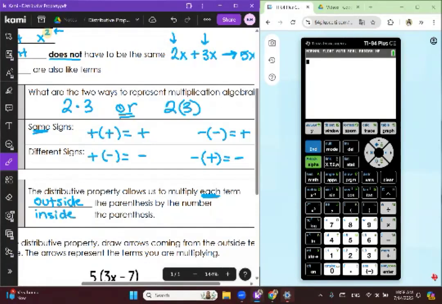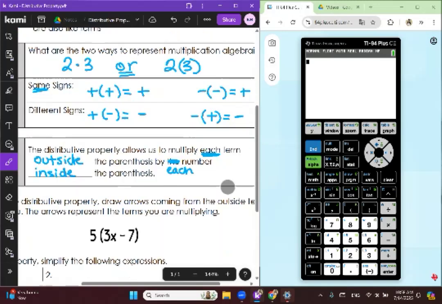And when I say by the number, we're talking about by each number inside of the parentheses. We're just going to scratch that out. We're going to write each, by each number inside of the parentheses. So when using the distributive property, a good strategy is to draw arrows coming from the outside term towards each term inside. The arrows represent the terms that you are multiplying.